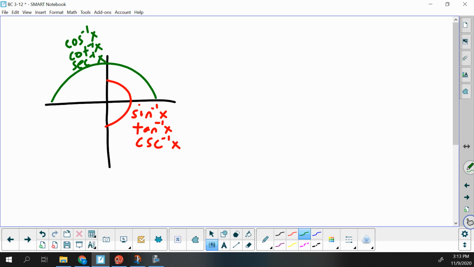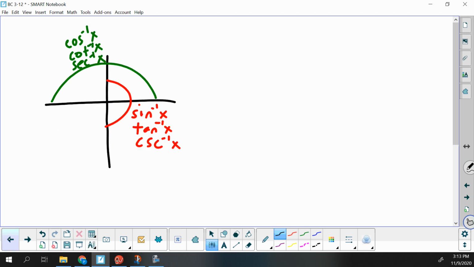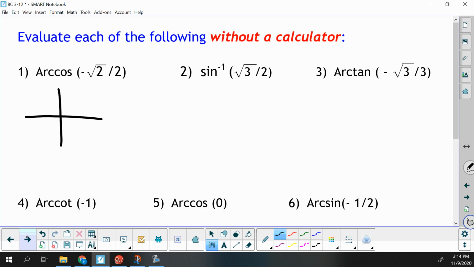So if we go over to the next page, we want to find arc cos of negative radical 2 over 2. Well, let's draw a little xy axis, and our first decision is which quadrant. Well, your inverse cos can be either first or second quadrant. One of those is the positive quadrant for cos, one is the negative. Well, we've got a negative, so we would want to be over in the second quadrant.